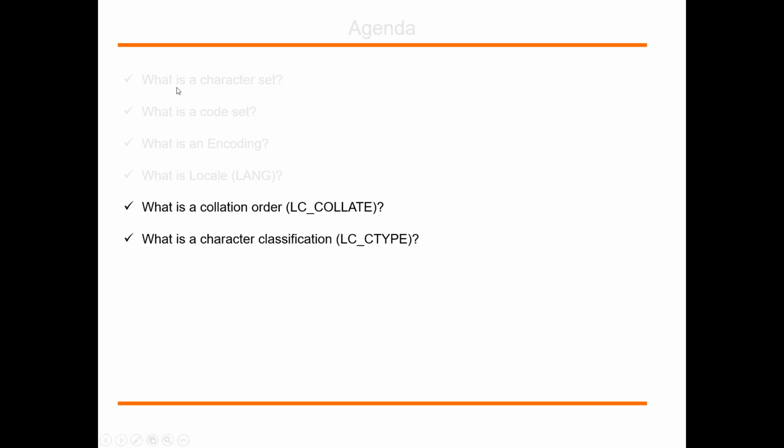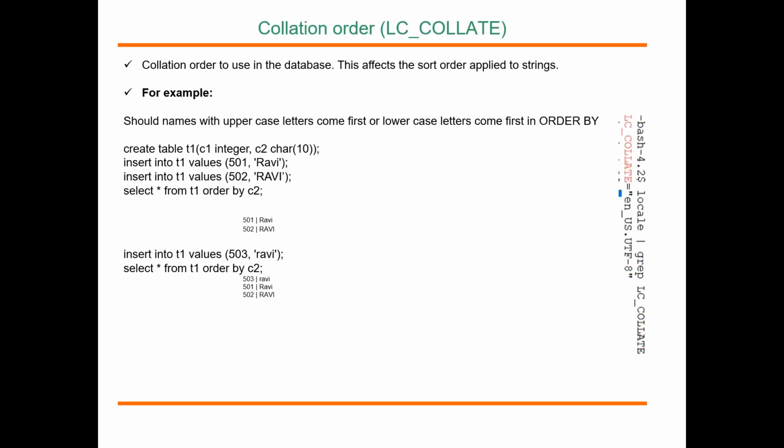So far we understood what is a character set, what is a code set, how encoding helps you to convert from character set to code set, and the language, the locale, the basic locales. Let's look at what is a collation order, LC_collate. This LC_collate is majorly used in your database systems. This affects the sort order applied to strings. To help you understand this, let me show you with an example.